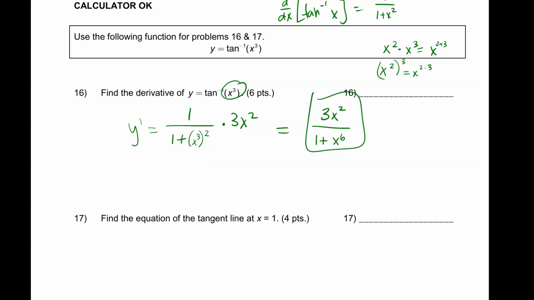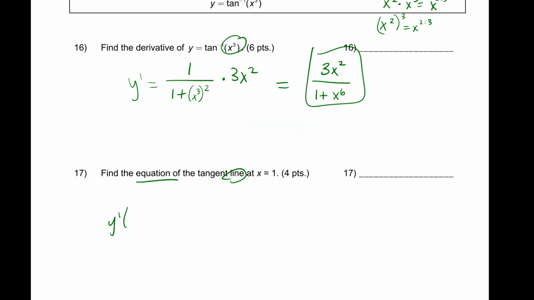Okay, find the equation of the tangent line. So now we're looking for an equation. In the previous problem, we were looking for slope. Now we're looking for an equation. So at x equals 1, we have an equation that literally tells us the slope at any point. If I want the slope at x equals 1, it's literally going to be 3 times 1 squared over 1 plus 1 to the 6th power. Really nice problem. You didn't even need a calculator for this. Trick play: giving a problem you didn't need a calculator for on the calculator section. 3 over 2. Cool. That's our slope.